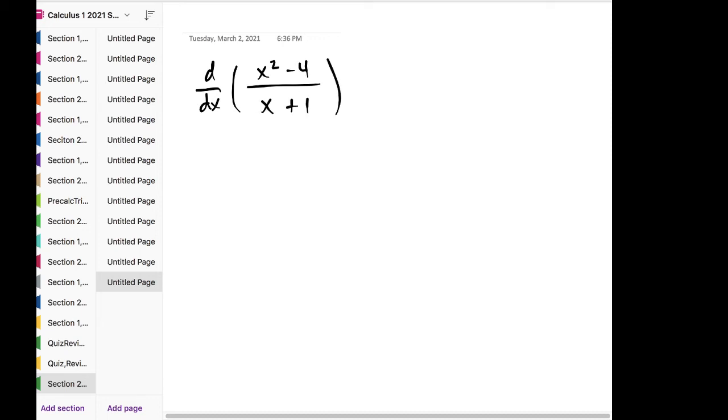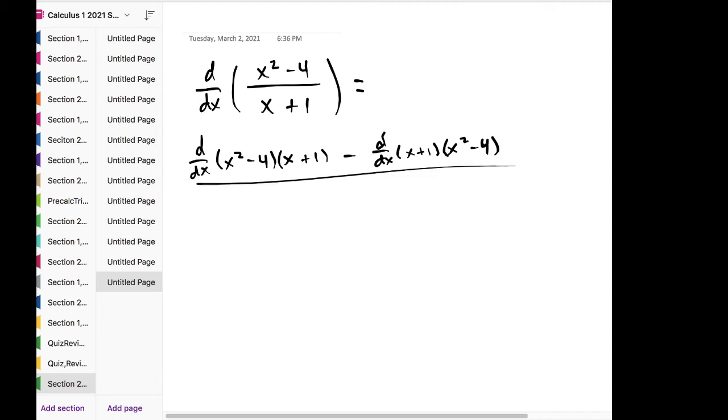Okay, let's just do the quotient rule of a rational function like this. This will come in handy when we start graphing. So we can use the quotient rule, right? First you take the derivative of the numerator, multiply by the denominator, minus the derivative of the denominator, multiplied by the numerator, divided by the denominator squared.